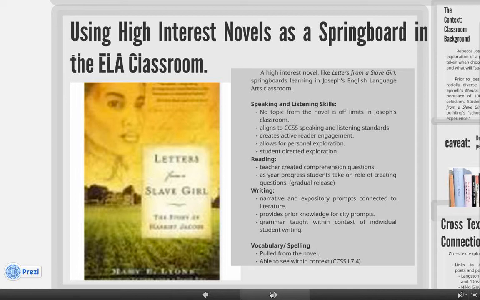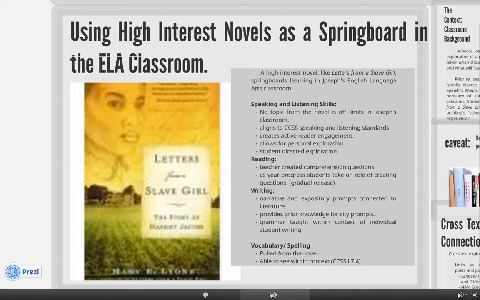The first portion that she discussed was speaking and listening skills. She called these conversations. She created an atmosphere where no topic from the novel is off limits in her classroom. This provides a very comfortable place for students to explore. This also aligns to the Common Core standards about speaking and listening. It creates active reader engagement, it allows for personal exploration, and it's a student-directed exploration.